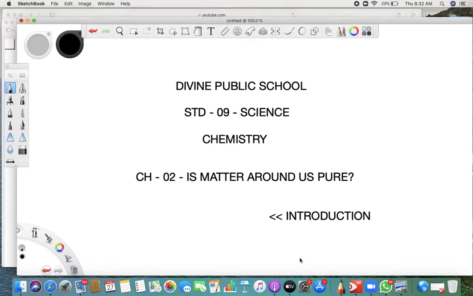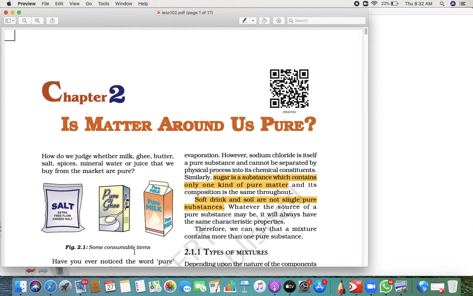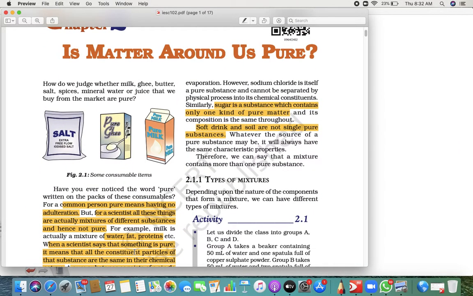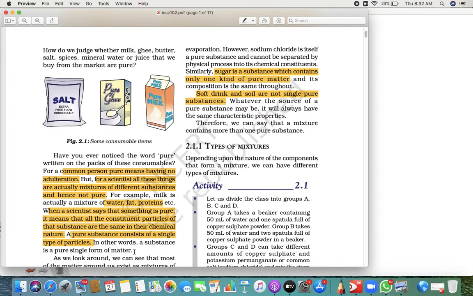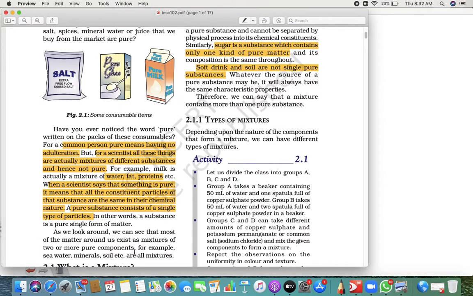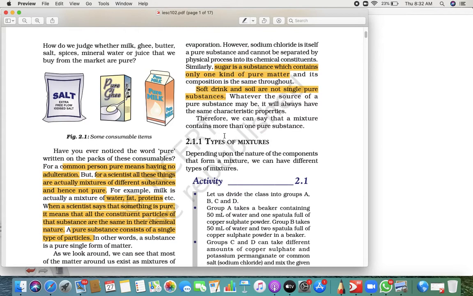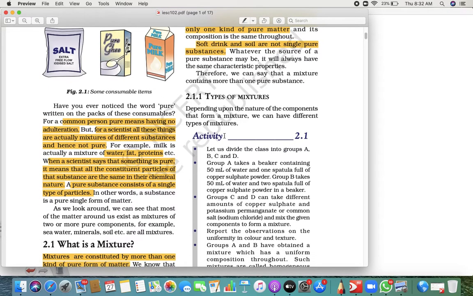Now we learned last time what matter is, right? We were talking about pure matter. I told you pure according to us is without any adulteration. But pure according to scientists means made up of only a single type of particles with the same characteristics. And I told you soft drinks and soil are called mixtures. They are not pure substances, right? So that is one thing we have learned.